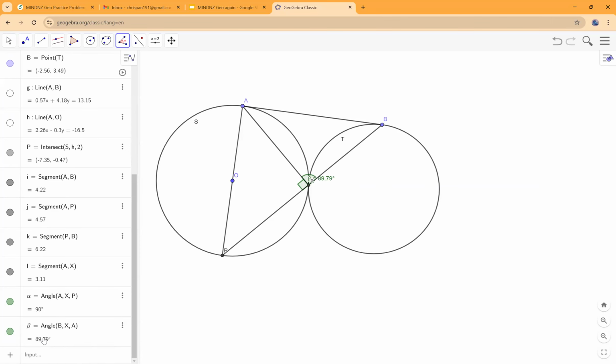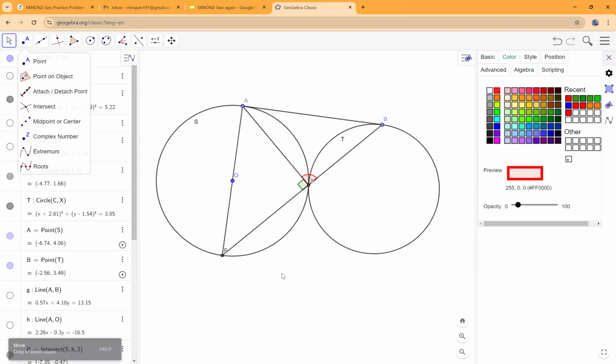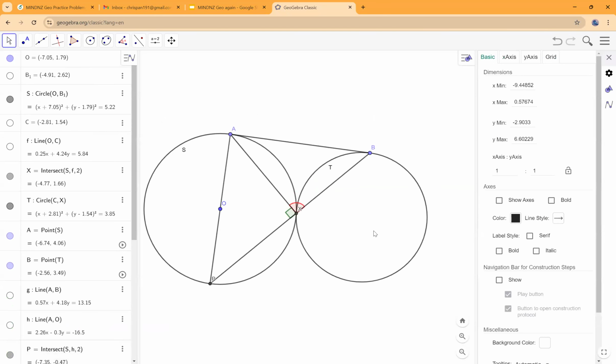It's not perfect because my diagram is a bit bad, but it's okay. We want to show that this red angle here is 90 degrees. So how to do that?